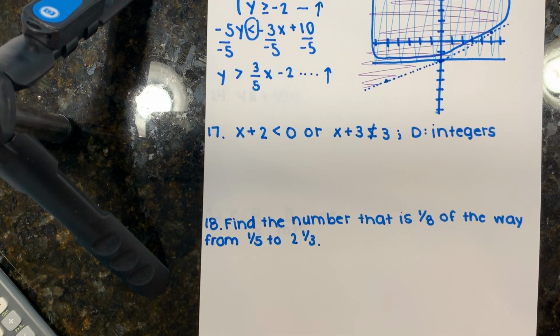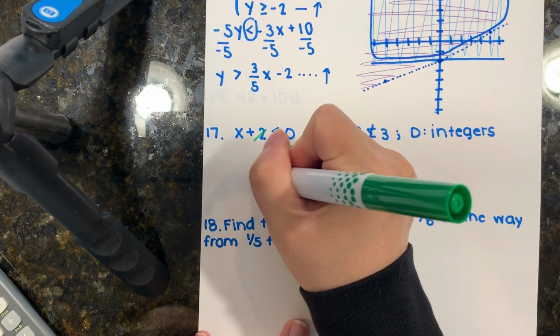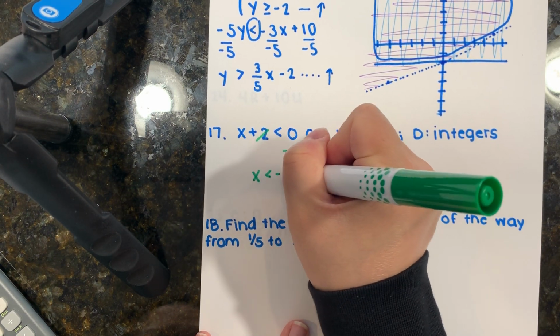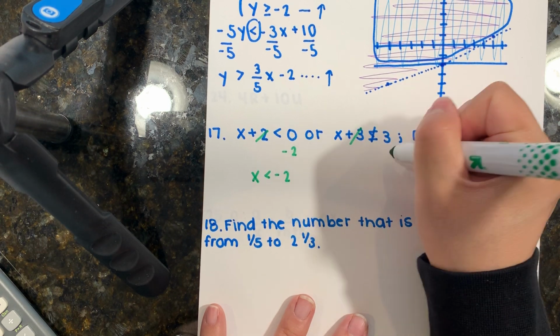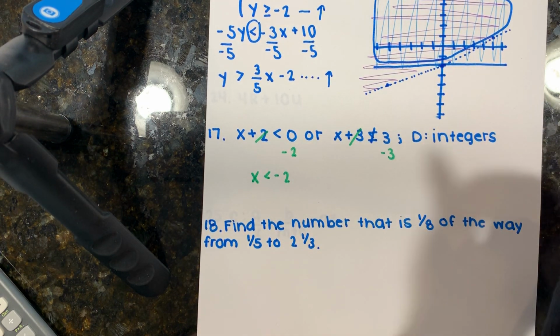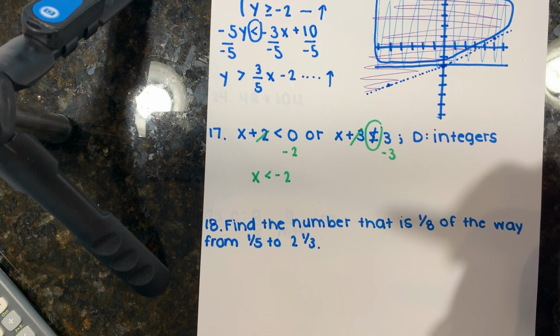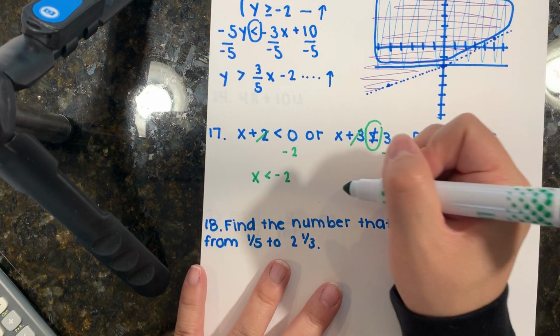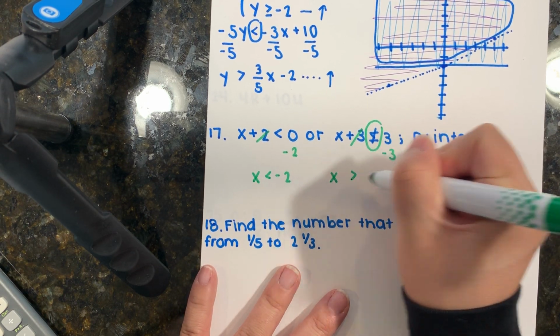Now moving on to number 17. The first thing that I'm going to do is move the 2 to the other side. So I'm going to subtract 2. So I have x is less than negative 2. Then for this one, I'm going to move the 3 to the other side. But I also forgot to deal with this inequality. If the inequality has a slash through it, I have to flip it and make it negative, and take away the equal sign. So I would make this x is greater than 0.